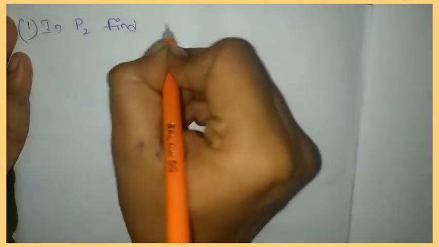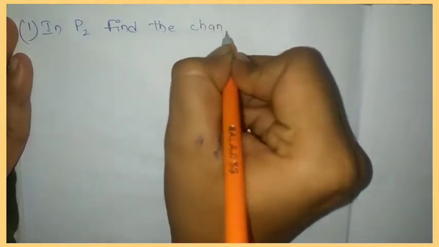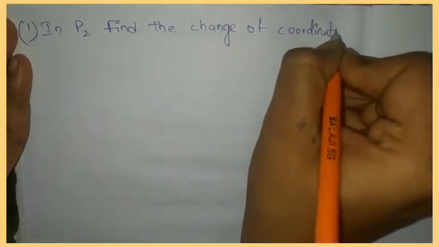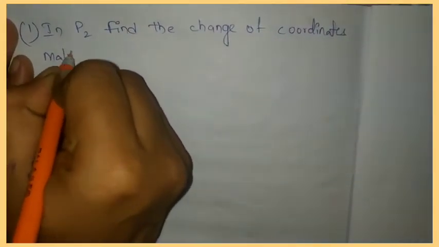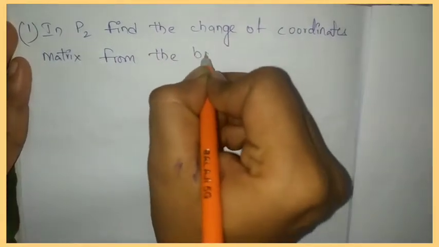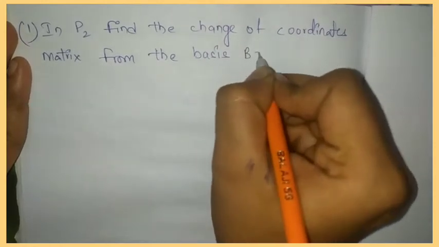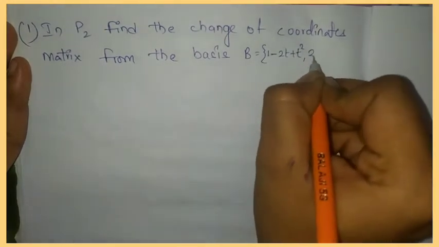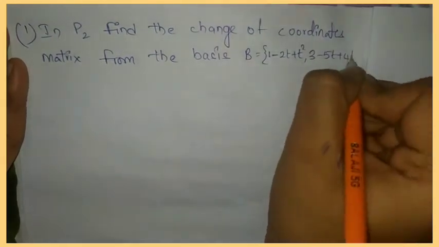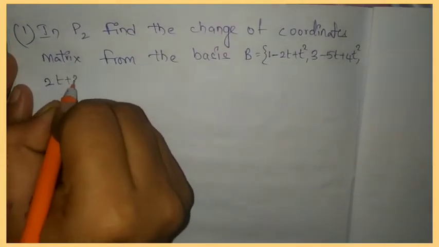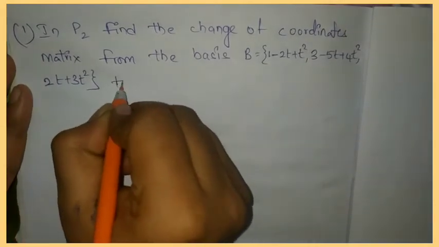In P2 find the change of coordinate matrix from the basis B is equal to 1 minus 2t plus t square, 3 minus 5t plus 4t square, and 2t plus 3t square, okay, to the standard basis.